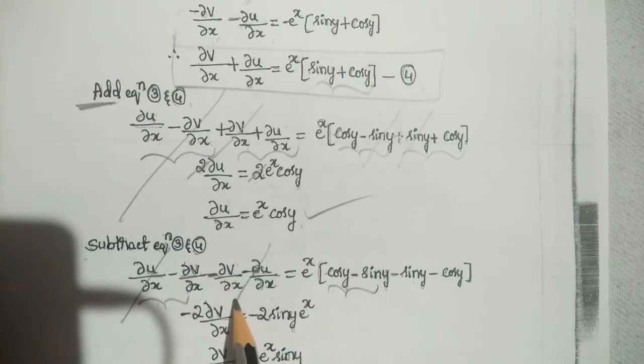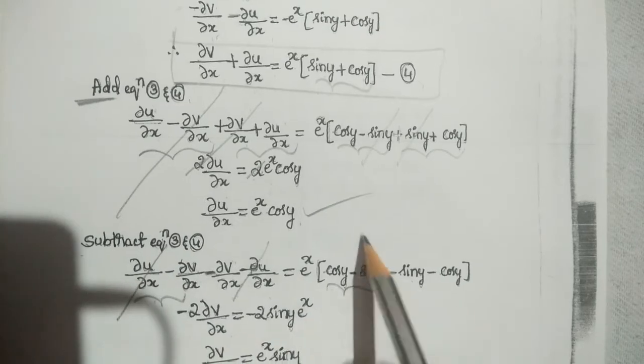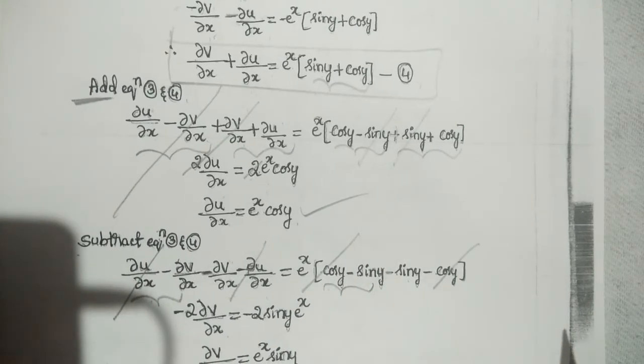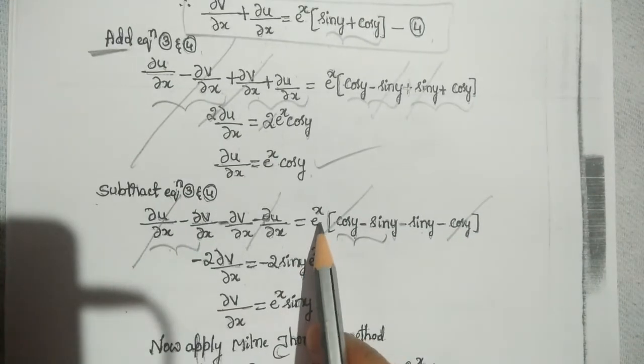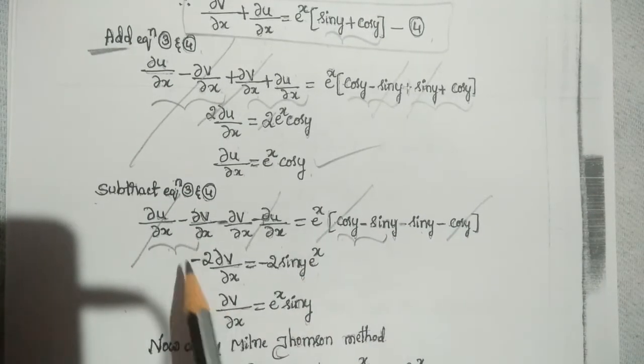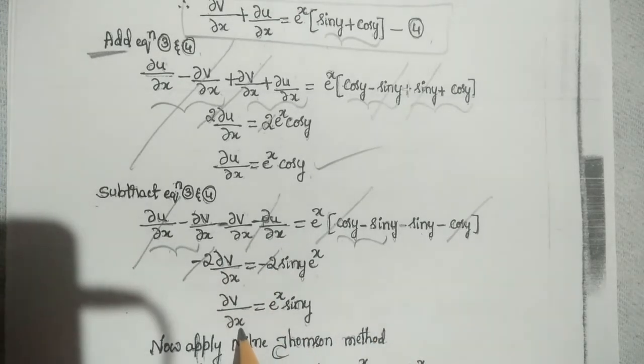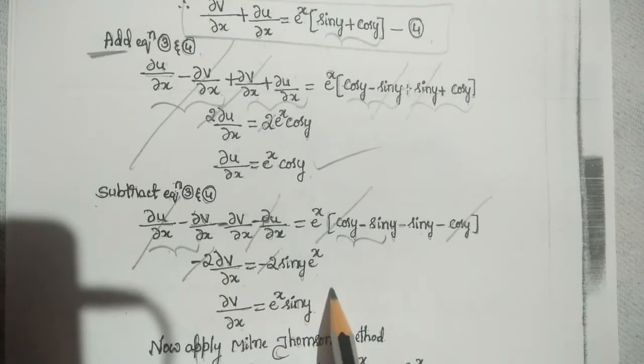Minus ∂v/∂x minus ∂v/∂x, that is minus 2 times ∂v/∂x. Here cos y gets cancelled because of opposite sign. Next, minus sin y is minus 2 times sin y including e^x. So now minus 2 gets cancelled. ∂v/∂x is e^x sin y. So we get ∂v/∂x.